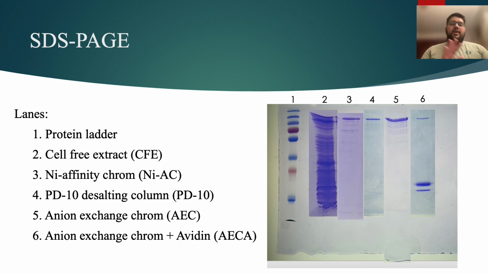In lane 2, we have the sample obtained from the sulfur extract obtained from the French pressing. In lane 3, we have the sample obtained from nickel affinity chromatography. Lane 4, sample obtained from the PD10 desalting column. Lanes 5 and 6 are the samples obtained from an ion exchange chromatography without and with adenine present, respectively.